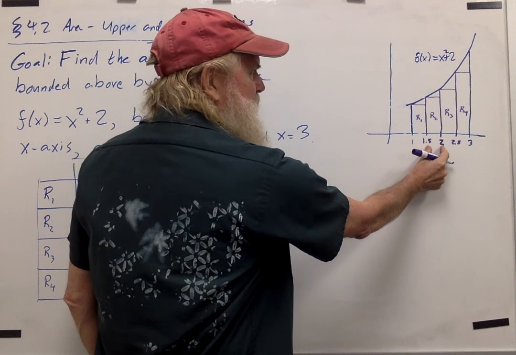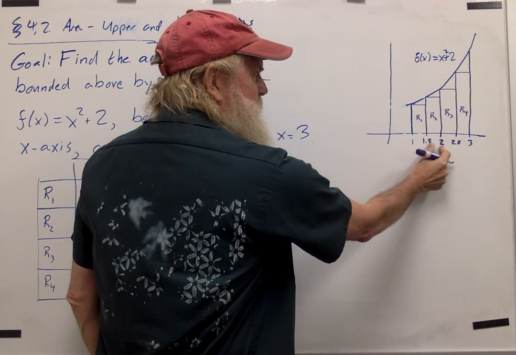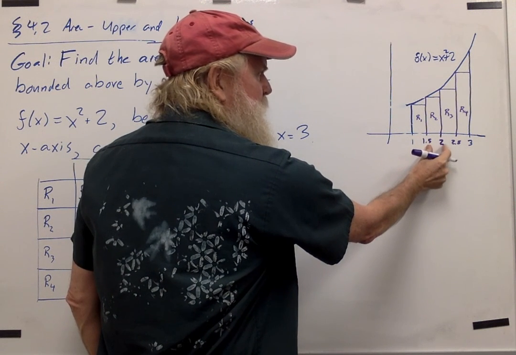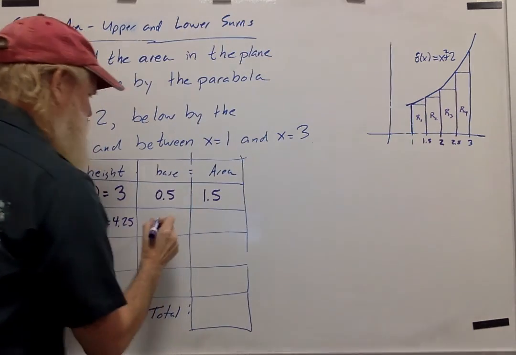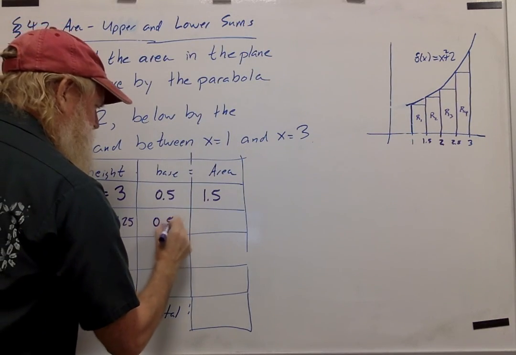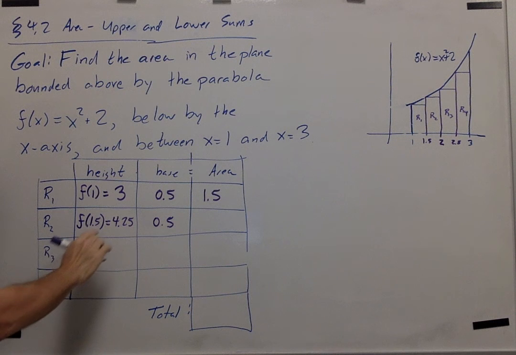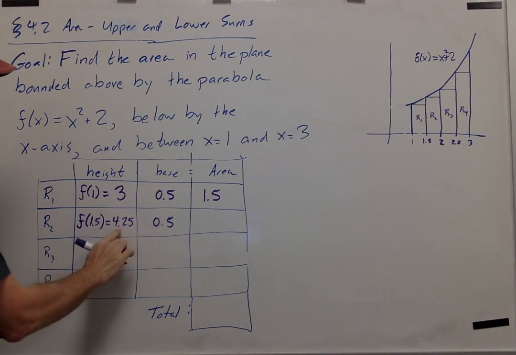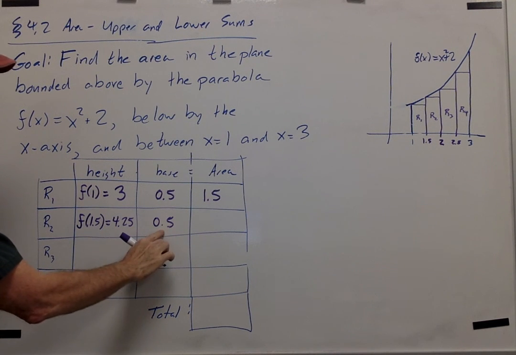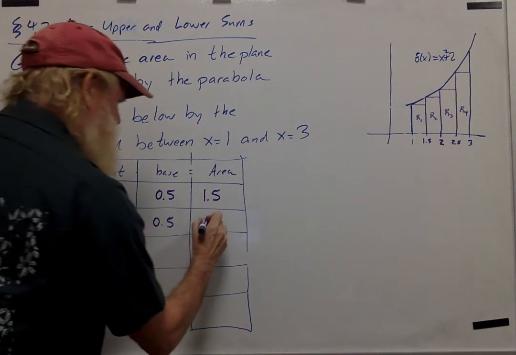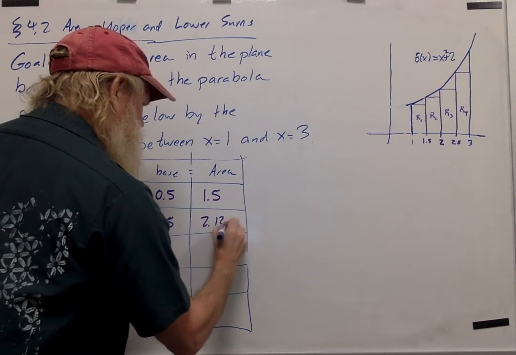The base of rectangle 2 is the distance between 1.5 and 2, which is 2 minus 1.5, or 0.5 again. And then the area is the height times the base. 4.25 times 0.5 is 2.125.